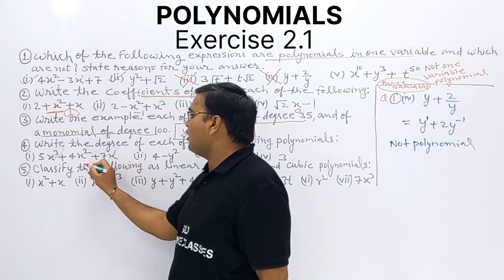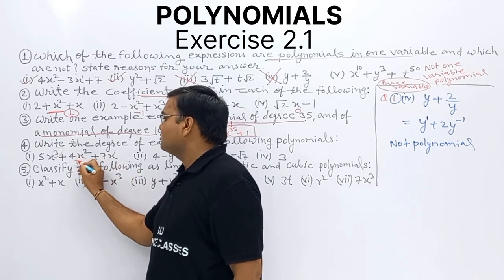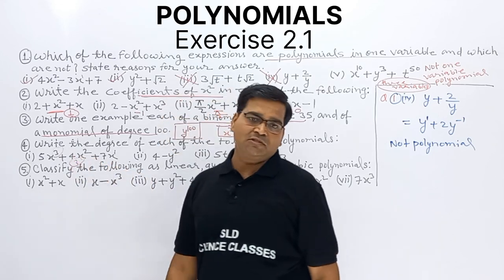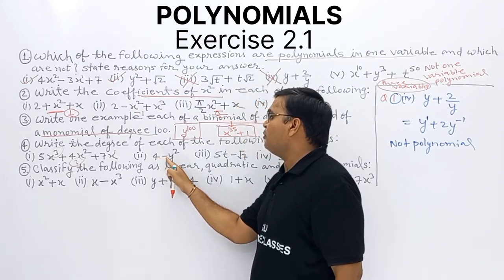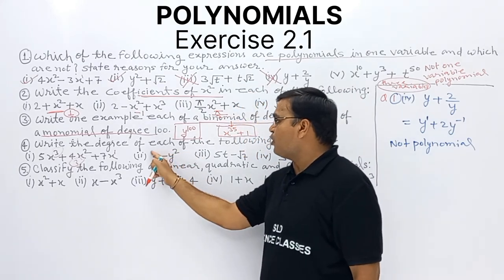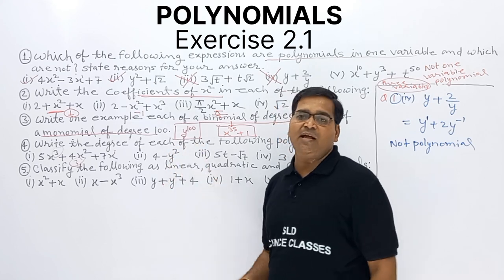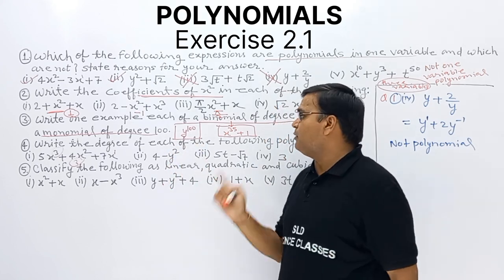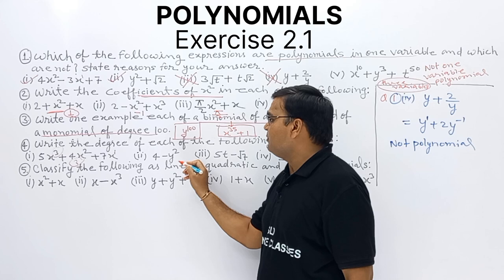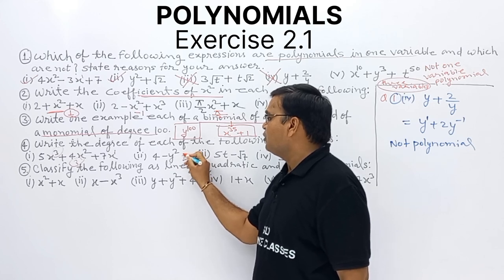So its degree will be 3. Now next one, 4 minus y square. 4 is a constant term, y is a variable. The variable's maximum power will be the degree. So its degree will be 2.